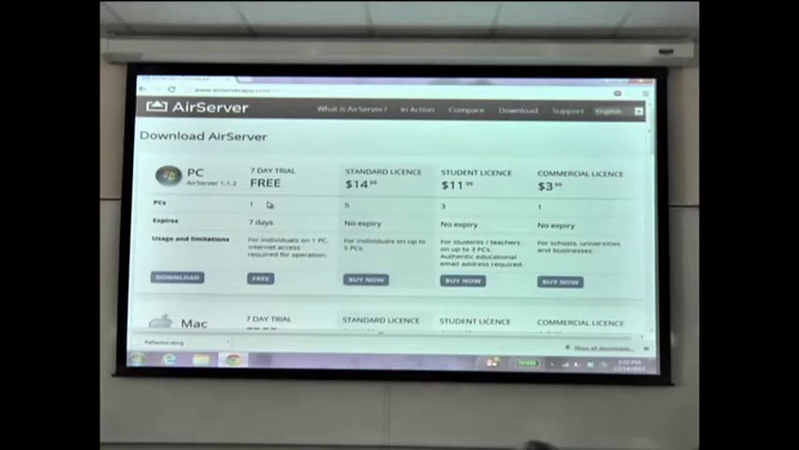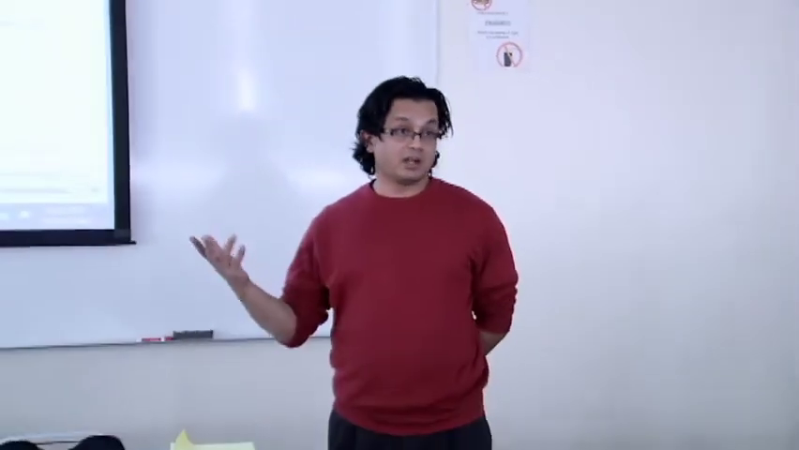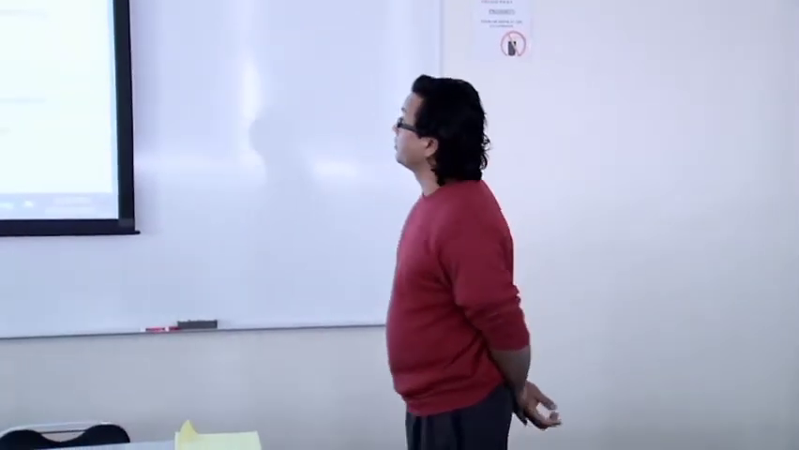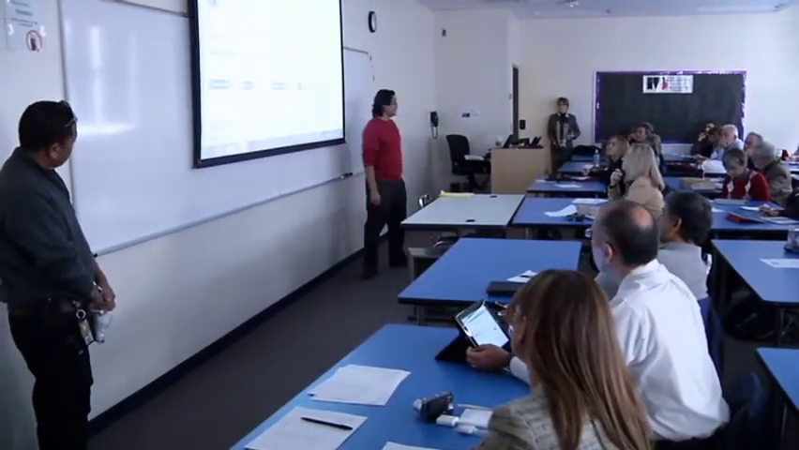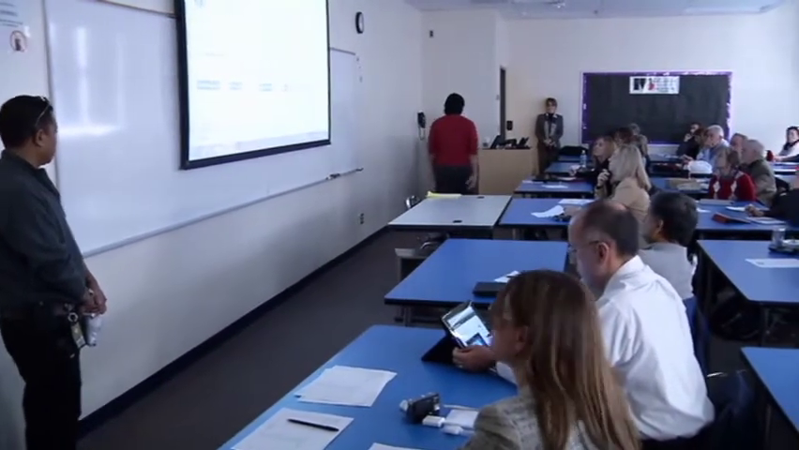Standard license is $5 for 5 uses, 5 PCs. One person using it, or I guess more, I don't know. But 5 PCs is $14.99. Reflector was $14.99 for 1. This is 5, so it's a little better that way. For a student license, $12 for 3 licenses.